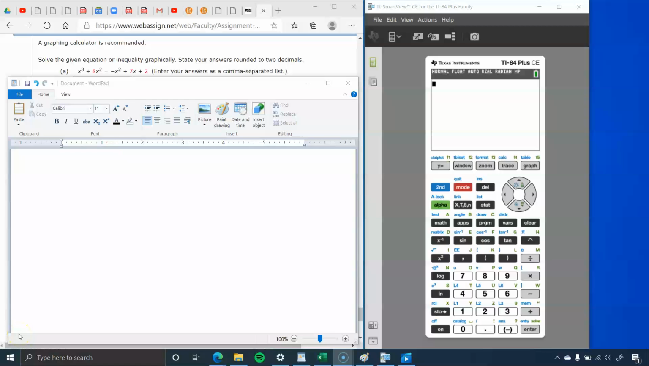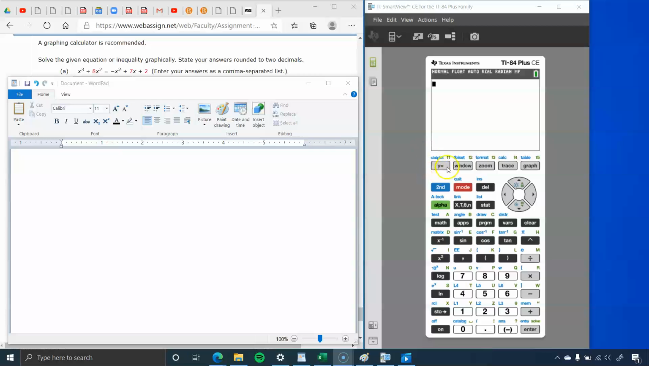Okay, so here's another calculator example. In this case, we want to solve the given equation or inequality graphically. So that essentially just means where do the y values agree? At what x makes the two functions equal? Meaning what x makes their outputs or y values the same.